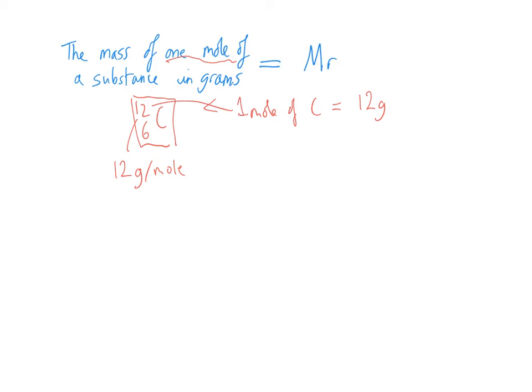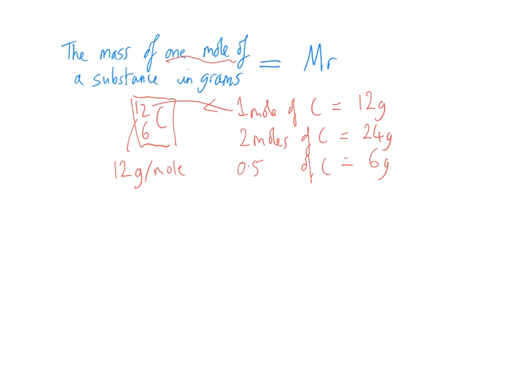Now, you don't need to use those units for GCSE level, but I actually think it's helpful, this grams per mole, to help you understand Avogadro's constant. And so if you've got 2 moles of carbon, it will have a mass of 24 grams. If you have half a mole of carbon, it will have a mass of 6 grams.